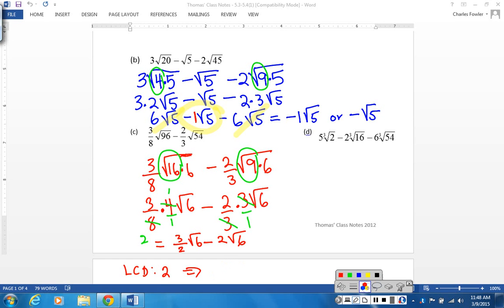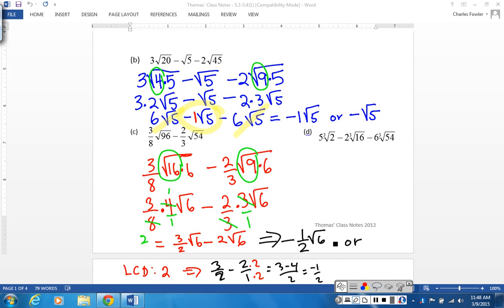So let me do this off to the side here. We know that 3/2 minus 2/1. The LCD is 2, so I need to multiply that times 2. That would give me 3 minus 4 over 2, which is negative 1/2. Therefore, the final answer is negative 1/2 times radical 6, or if you just want to write it as negative 1 times radical 6, which is negative radical 6 over 2, these answers are equivalent to each other. Alright, let's move on.